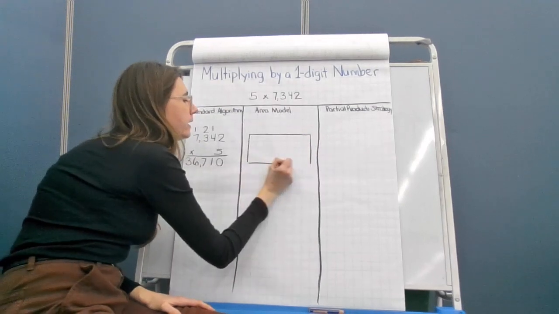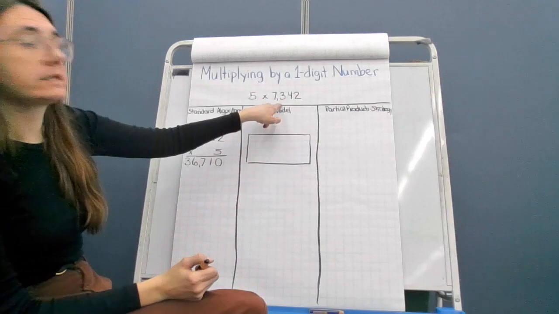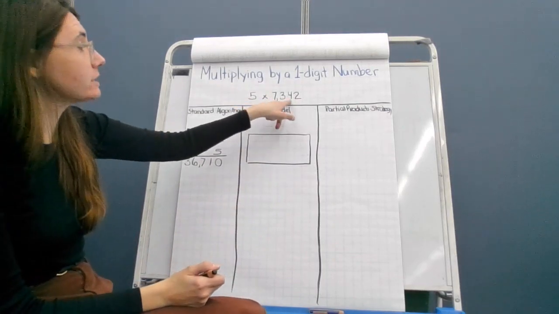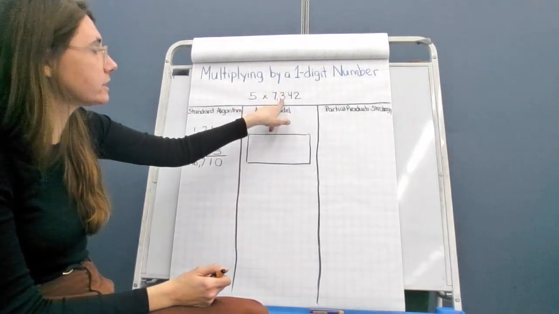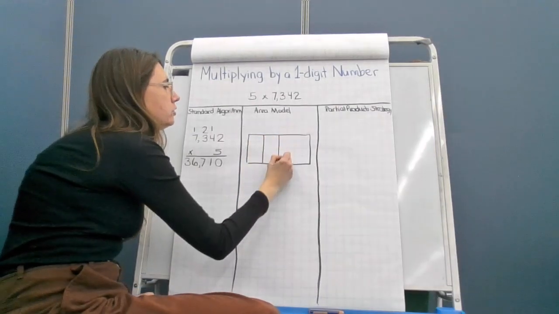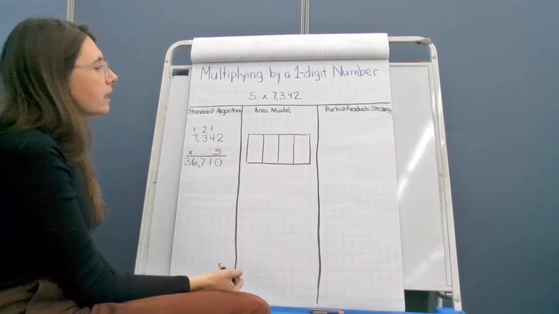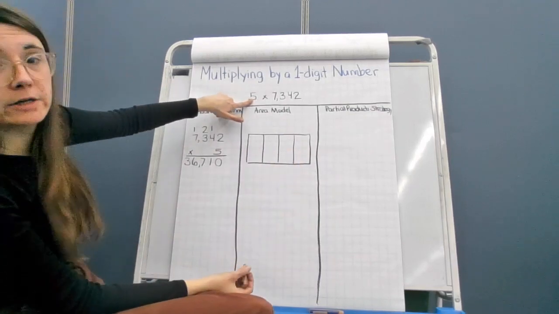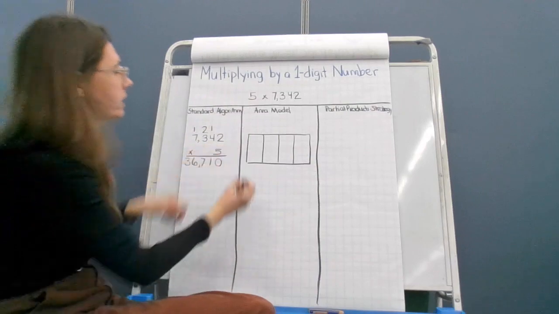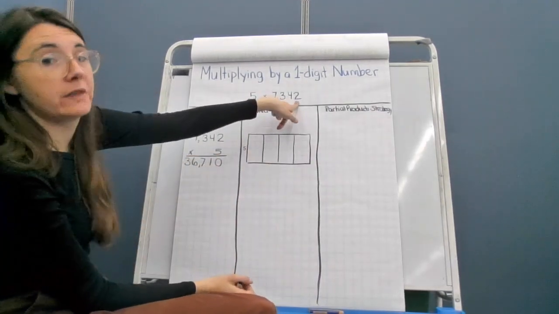And they break it apart with vertical sections right here based on the number of digits this number has. This number has 4 digits. So they're going to break it apart into 4 parts. 1, 2, 3, 4. They're going to put the first factor, the first number that they're multiplying, over here. That's that 5. Then they're going to break apart this number, and they're going to think about the value of each digit.